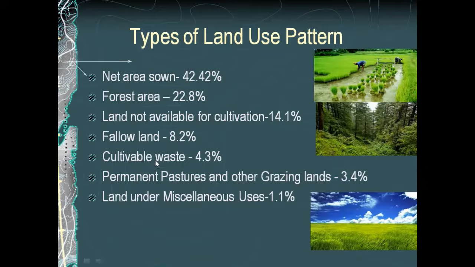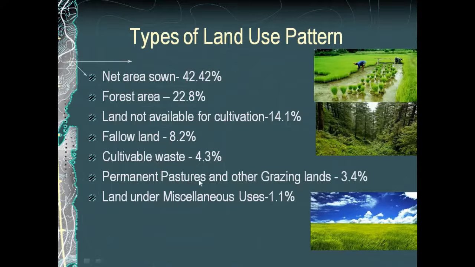Cultivable waste is the land which is not taken up for cultivation due to certain soil deficiency. Because of deficiency in the soil, this land is not used, and this is found more in Meghalaya, Goa, Nagaland and Rajasthan. And this accounts for 4.3% of reported area.